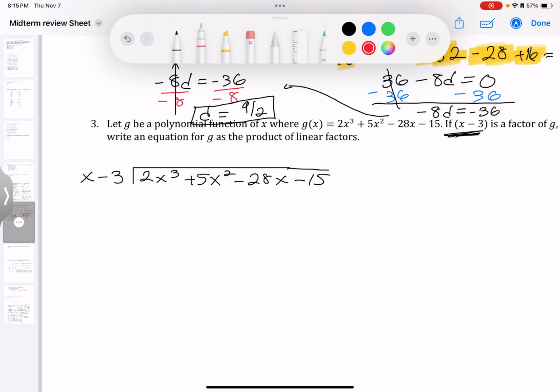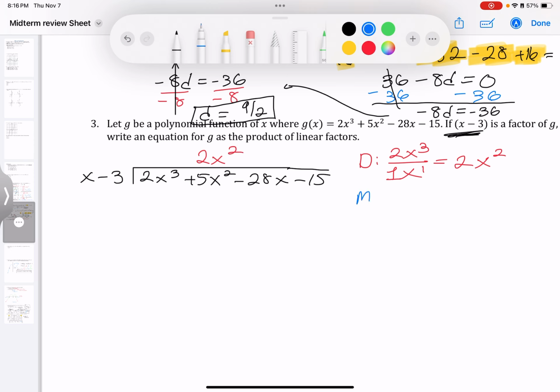So the first step is to divide the leading term of the inside, which is 2x cubed, by the leading term of the outside, which is just x. You can write this as 1x if you want. 2 divided by 1 is 2. X cubed divided by x to the first is x squared. Remember, subtract the exponents. So 3 minus 1 is 2. 2x squared.